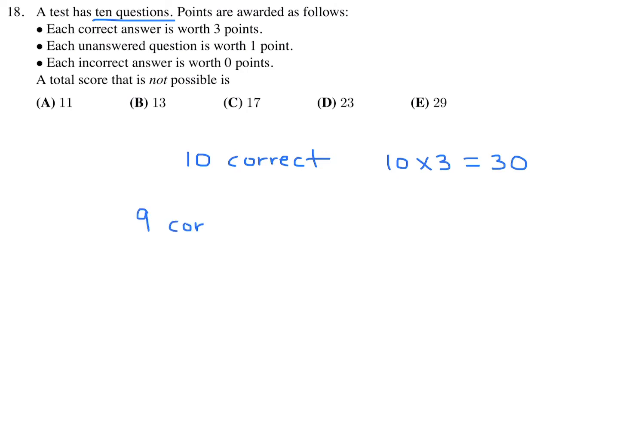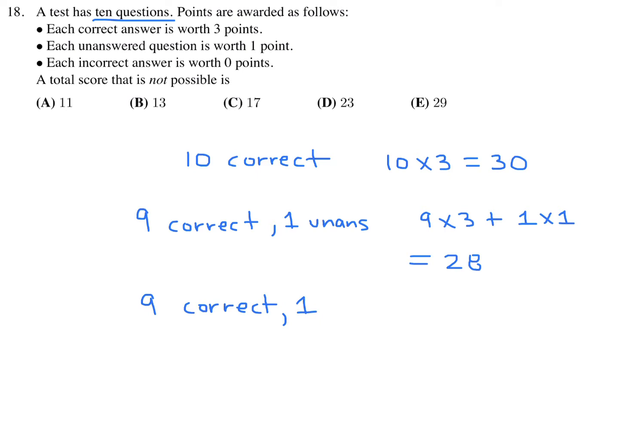Let's say you have 9 correct, and you have one question that you left unanswered. That would mean you'd get 9 times 3 points for the ones you got correct, plus 1 point for that one question you left unanswered. This is a score of 28. All right? How about you have 9 correct and one question that you got wrong? Well, you'd have again 9 times 3, but for the wrong question, you won't get any points. You get 0 times 1, and that's 27.